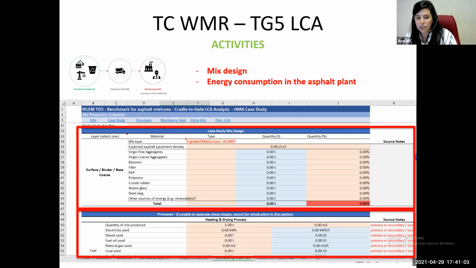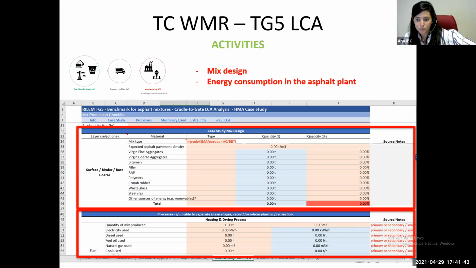Okay, this data is provided here in this tab. So what we ask you is the formula, no? The recipe of the mix. Again, it can be any type of mix, and what we need to know is how many kilos of aggregates, virgin aggregates, coarse, filler, the type of filler and the amount, if there is RAP, the amount of RAP, if there is a waste material, the amount of that type of material. You know what it is, the mix design of the asphalt mix.